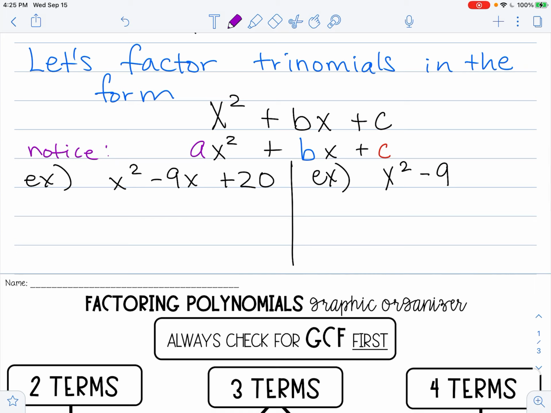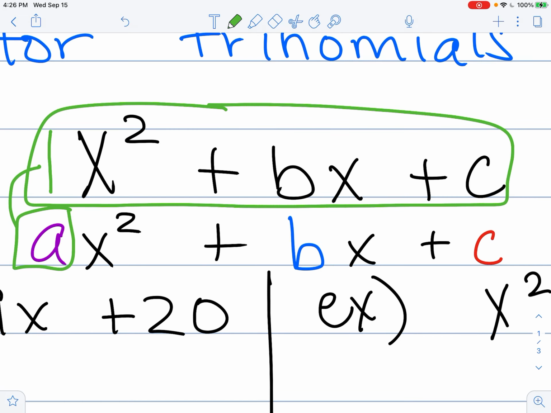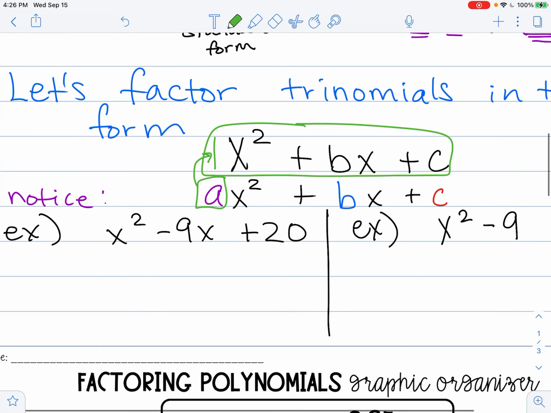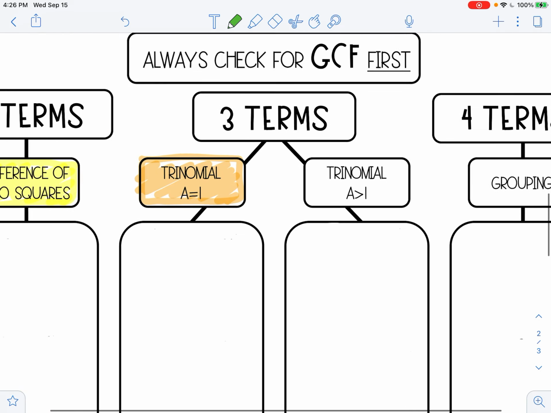So before we can start to factor trinomials in this form, we need to talk about what that looks like. So keep in mind, if I see a trinomial in this form, x squared plus bx plus c, remember that is in standard form, but instead of the value of a being any number, this form has this invisible 1 in the front. So we have 1x squared plus bx plus c. So this is when a is 1. So go ahead and turn over to the back page.